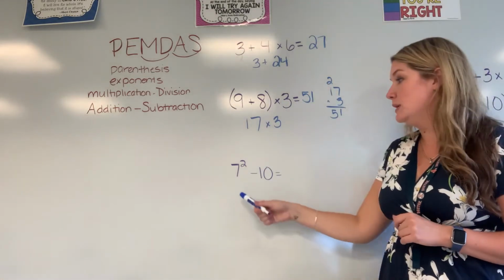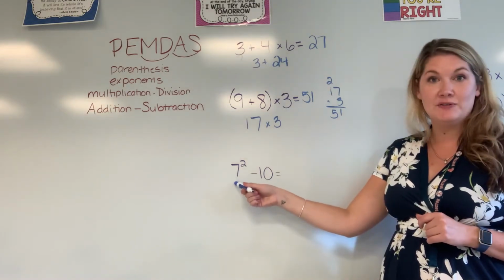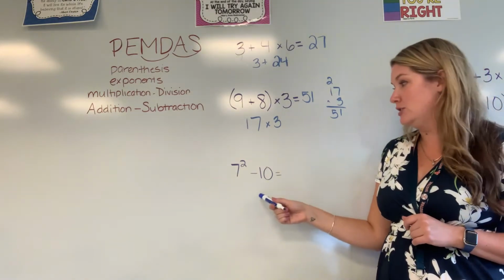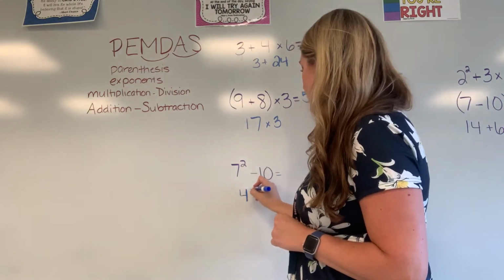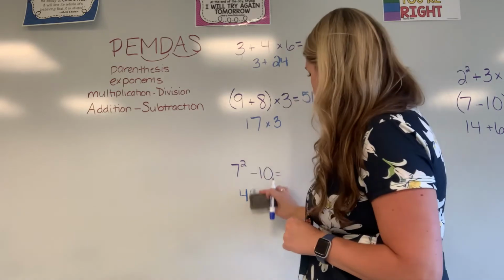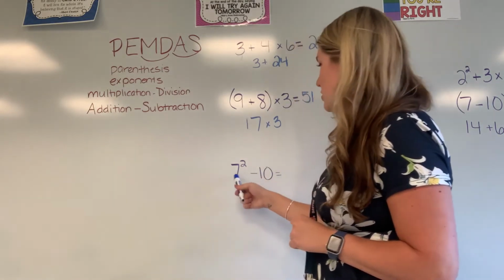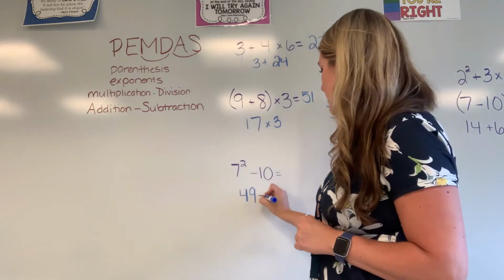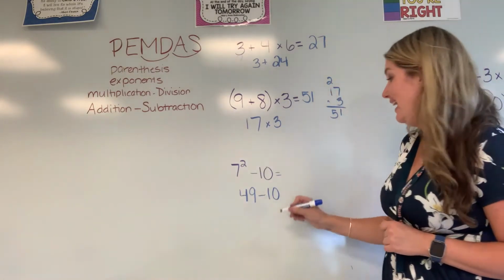For this last one, I have exponents and I have subtraction. So I'm going to do my exponents first, and then I do my subtraction. So 7 squared is 49. Because remember, in an exponent, you multiply the number times itself. So 7 times 7 is 49. And then I do my subtraction, my minus 10, and I get 39.